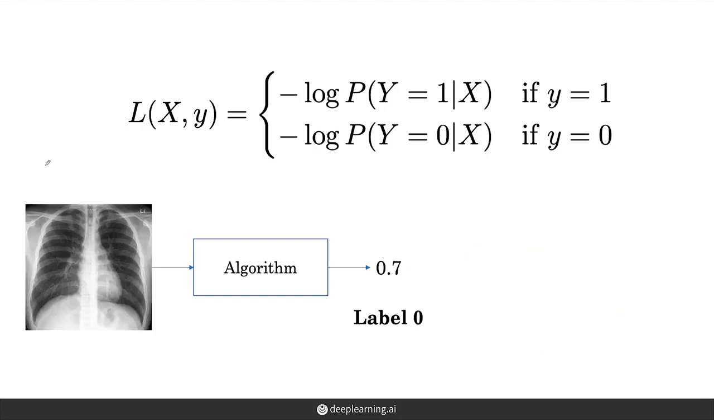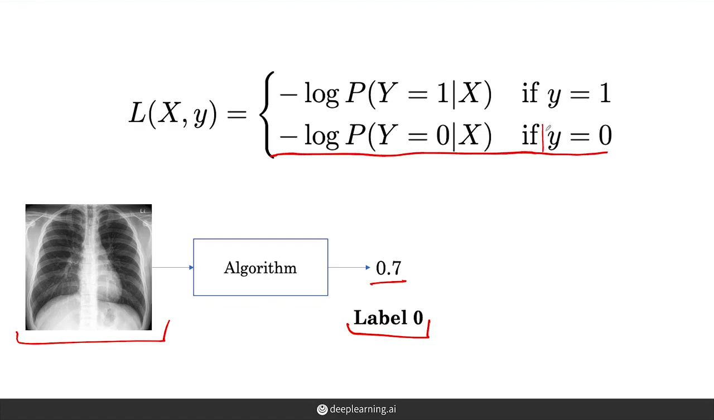Let's look at another example, this time a non-mass example, which would have a label of 0. Our algorithm outputs a probability of 0.7. Now, this time we're going to use this term of the loss right here because y equals 0. So now the loss is going to be negative log of the term p(y=0 given x).